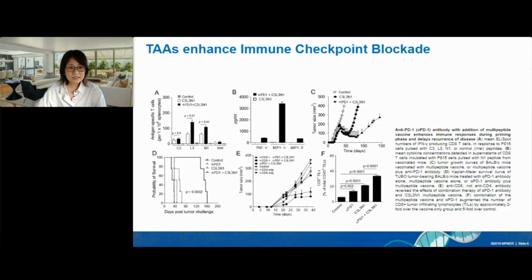This is another study by Dr. Knutson's lab showing that tumor-associated antigens enhance the efficacy of immune checkpoint blockade. As shown in figure C, the combination of anti-PD-1 and the C3L3N1 TAA vaccines inhibited tumor growth for a significantly longer period and resulted in much better survival, as shown in figure D.